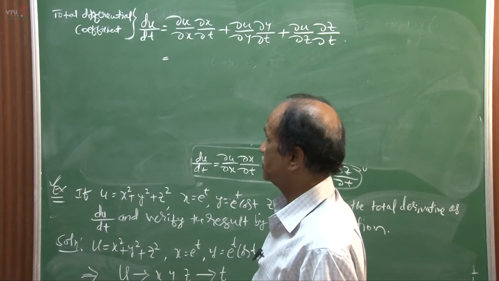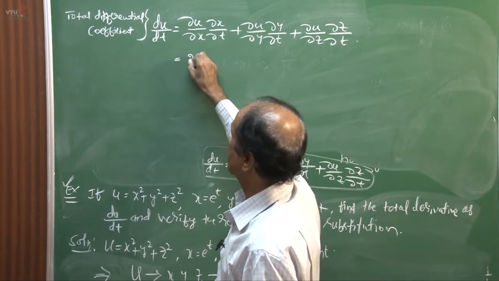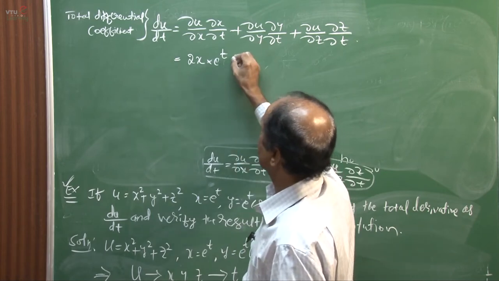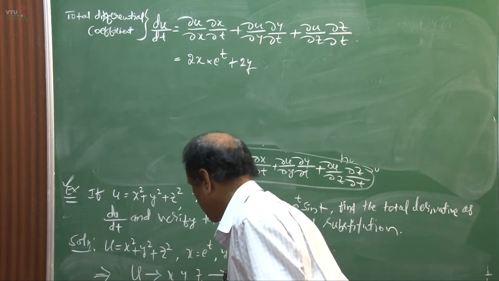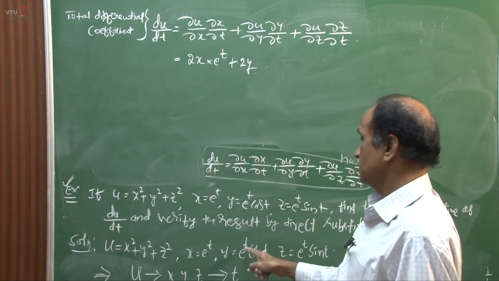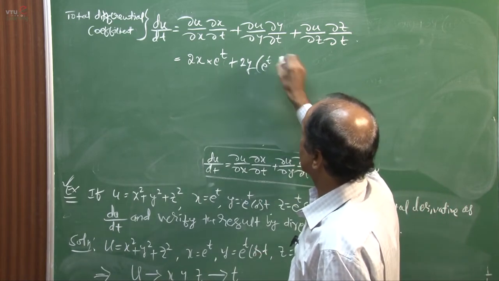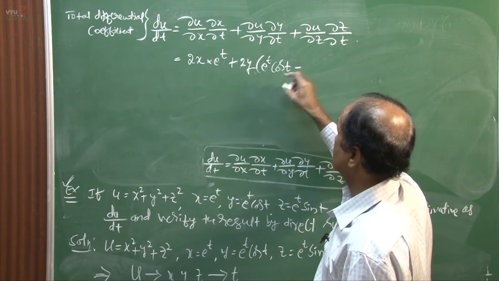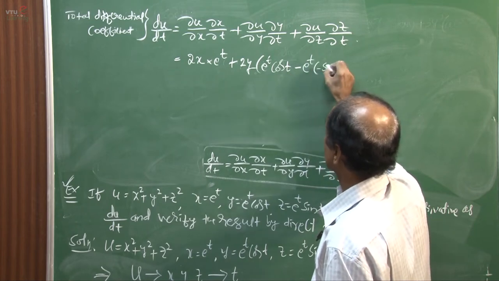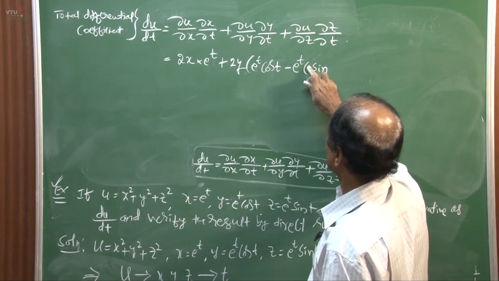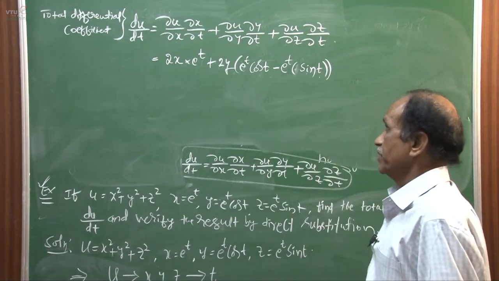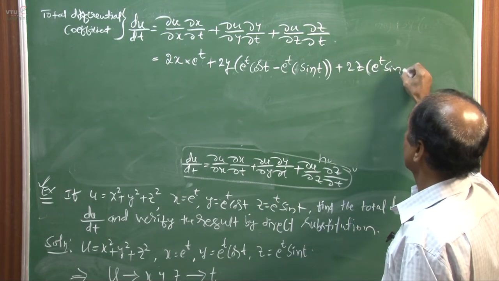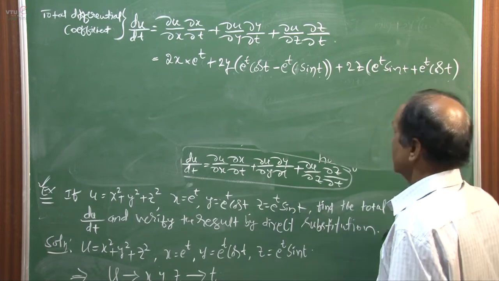u is x square plus y square plus z square. You have to take the differentiation only with respect to x, that is 2x. Del x with respect to t, x is e to the power t. Del u by del y, that is 2y, and y with respect to t, here it is a product, that is e to the power t into cos t. As it is, the differentiation of e to the power t remains the same, and cos t becomes minus sin t, so e to the power t into cos t minus e to the power t into sin t. Plus 2z into del z by del t, z is e to the power t into sin t, also a product, so e to the power t into sin t plus e to the power t into cos t.